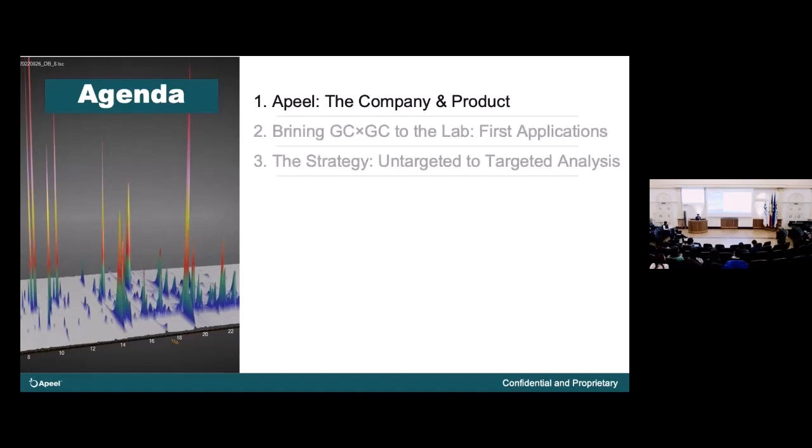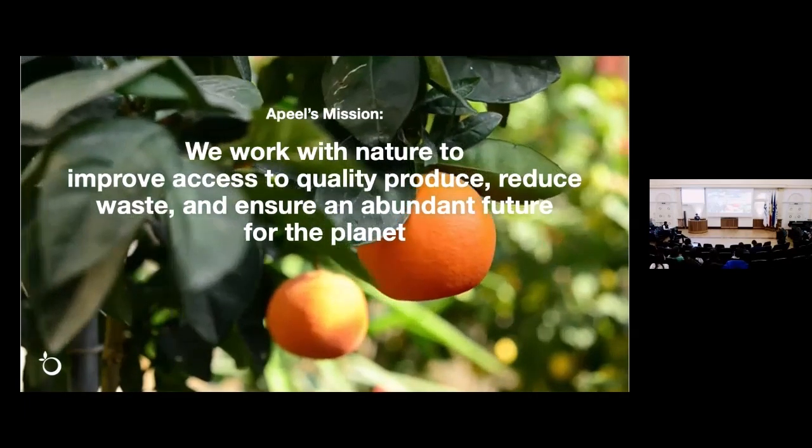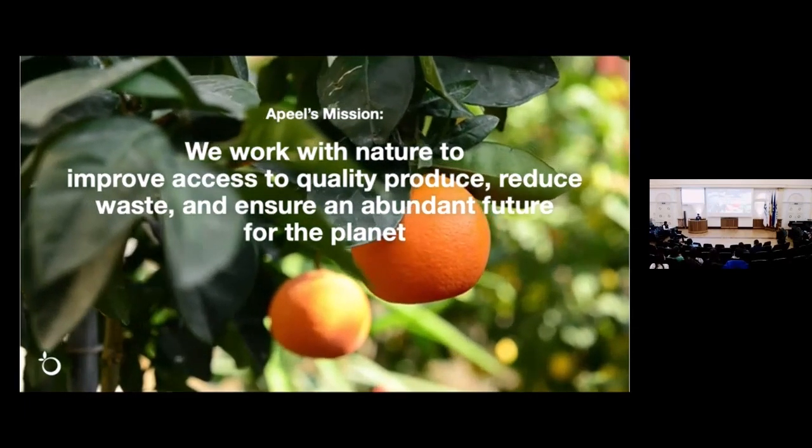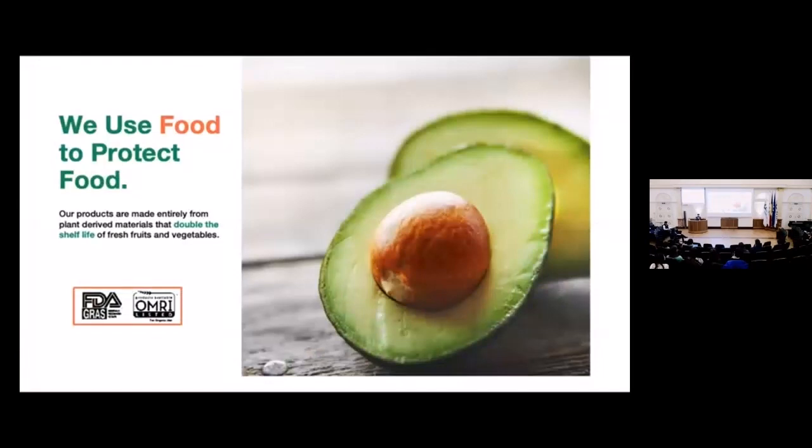Okay, so Apeel as a company, our mission is to work with nature to improve access to quality produce and reduce waste to ensure an abundant future for the planet. How we do this is by using food to protect food. Our products are made of plant-derived materials that we can put onto produce that doubles the shelf life of them. So we're hoping to reduce the amount of food waste and maybe even bring quality food to more remote areas.